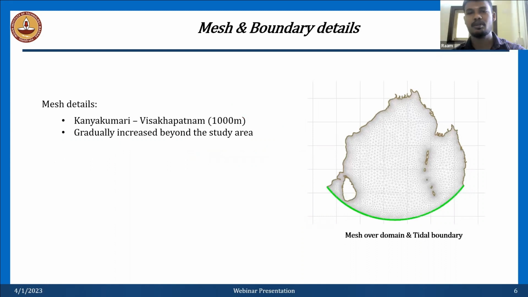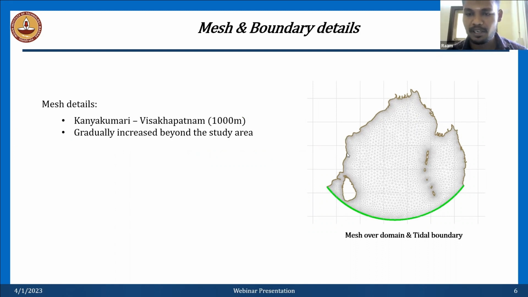First of all, we'll go through each and every process. These are the mesh details. This is the boundary line we got from ArcGIS, and these are the meshes which the system created with Blue Kenue.